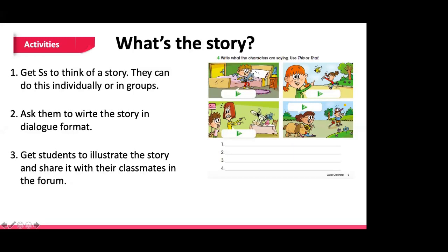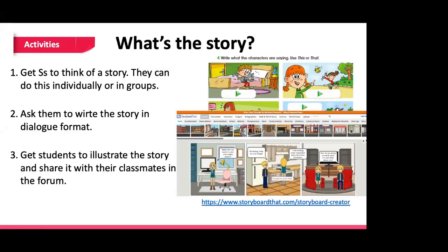So if they cannot illustrate, they can readapt the comics from a book, and they are going to share this with their classmates in the forum. Now, if they cannot illustrate, there is this amazing website that I highly recommend, even for us teachers. If you are just like me, really bad at drawing, there is this amazing website on the internet.